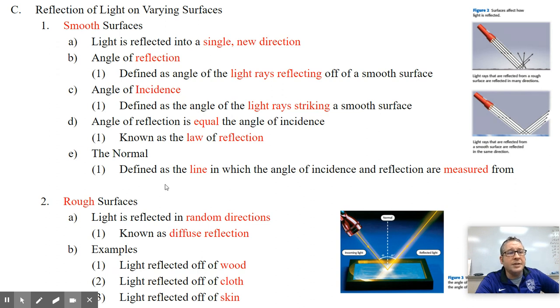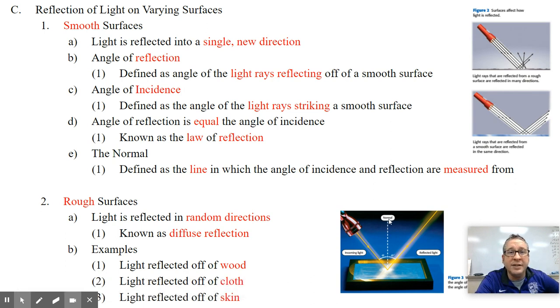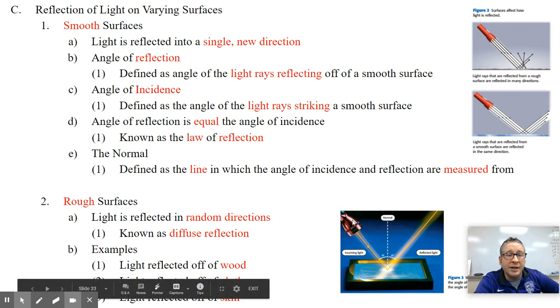The normal is defined as the line in which the angle of incidence and reflection are measured. So typically it's going to be right here in the middle that's going to essentially divide the angle of incidence and angle of reflection equally. So again, looking at this image right next to me, this incoming light is the angle of incidence, okay? And this is the angle of reflecting light. As you see noted here, these angles are equivalent, okay?